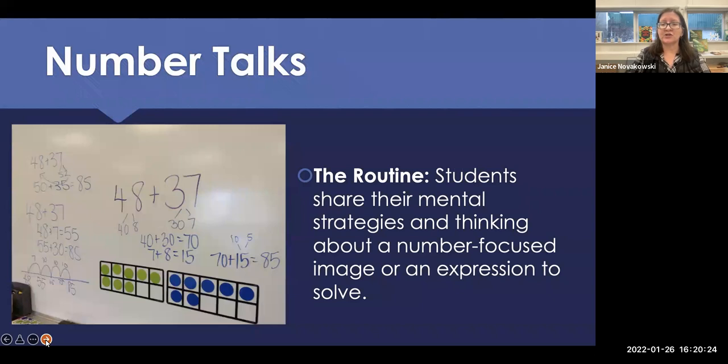So number talks are a short instructional routine in which students share their mental math strategies and their thinking either about a number-focused image or an expression to solve. And on the left, you see an example of what that might look like in a classroom with a whiteboard and the teacher recording the students' strategies. The students might be sitting at their tables or desks or sitting on the carpet so that they can turn and talk to each other and discuss their strategies.